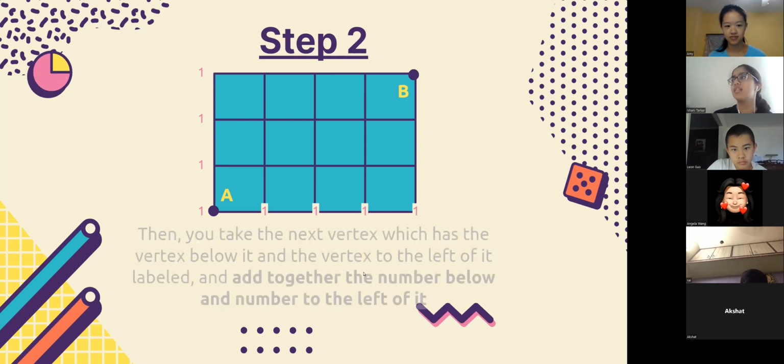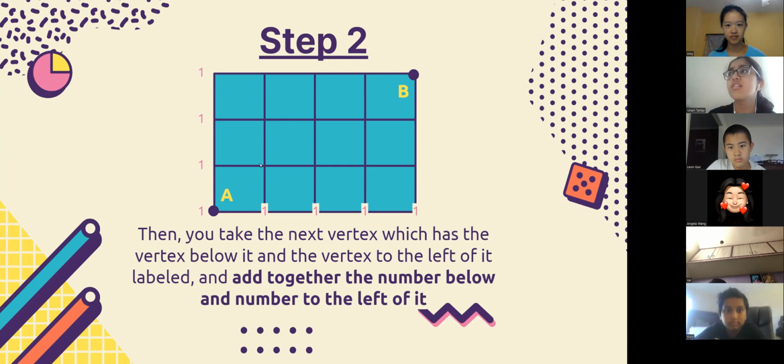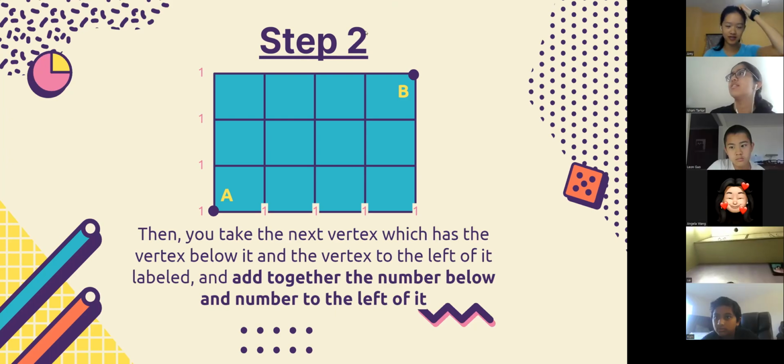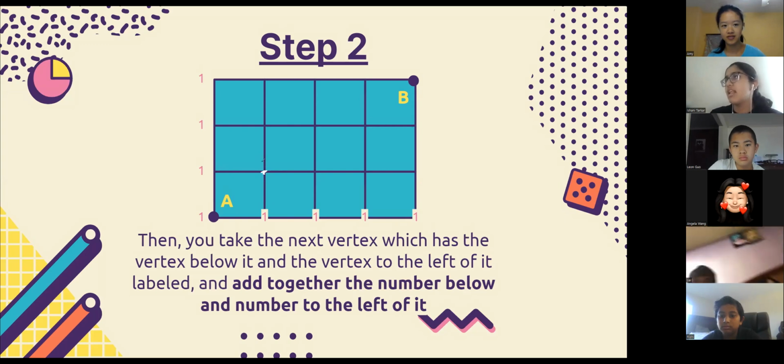Then you take the next vertex, which has the vertex below it and the vertex to the left of it labeled. Currently the only vertex that fits that criteria is this one. I don't know if you all can see my mouse. Can you? Yes, we can sort of see it. Okay, the only vertex that fits this criteria is this one right here. So we will add the number to the bottom and the number to the left. So that would be 2.